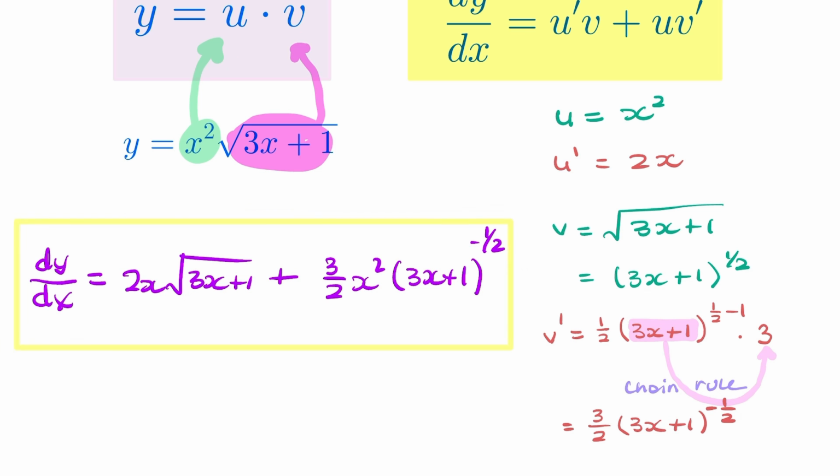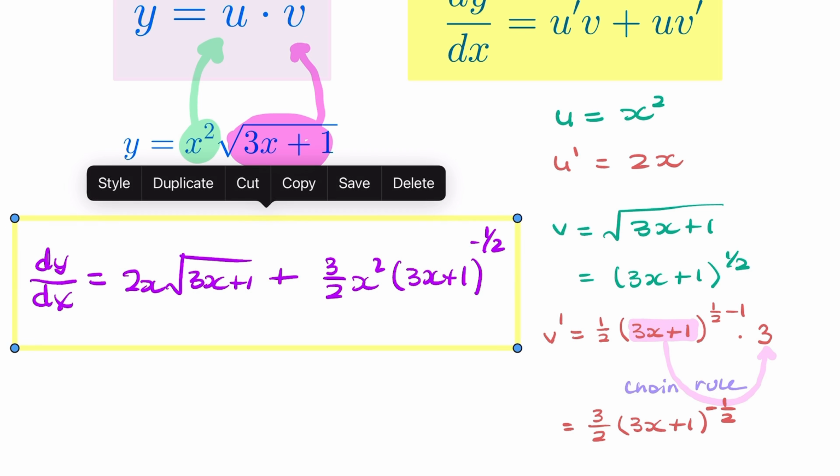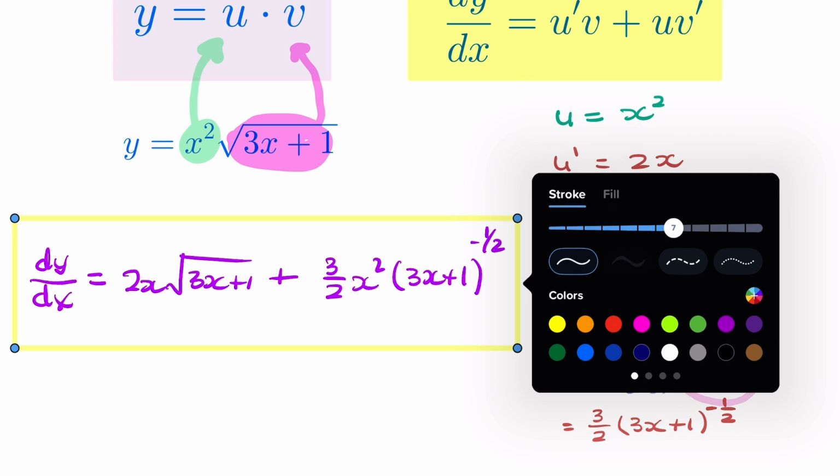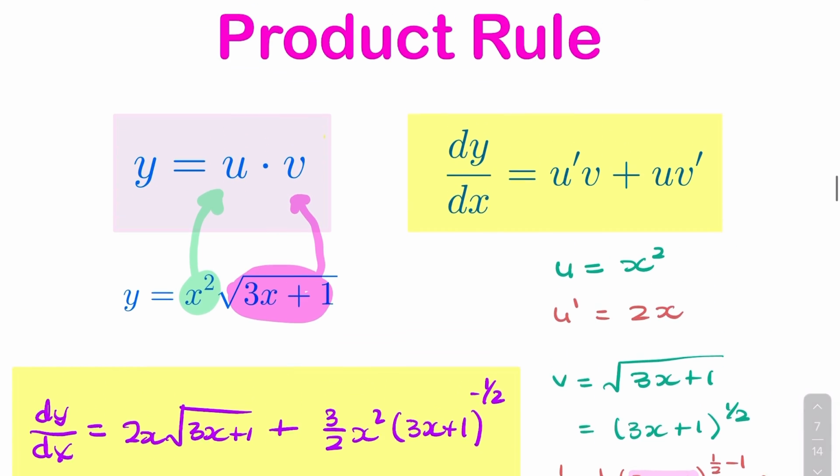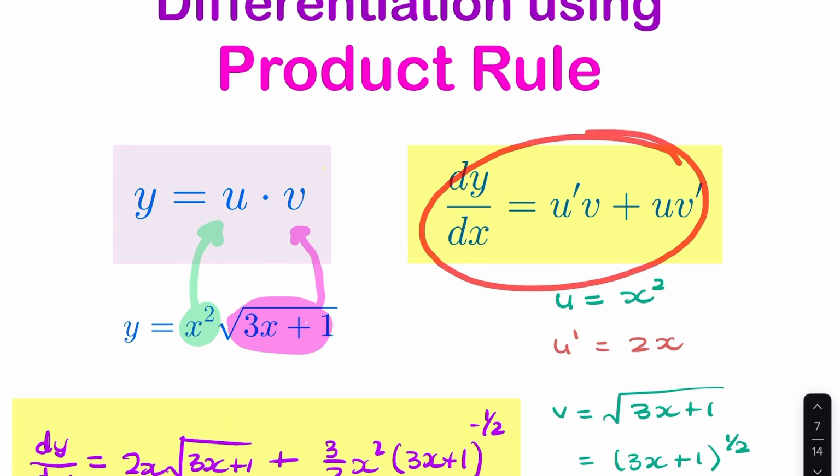So that's how you differentiate a product where you have two expressions multiplied together. So you make use of the product rule.